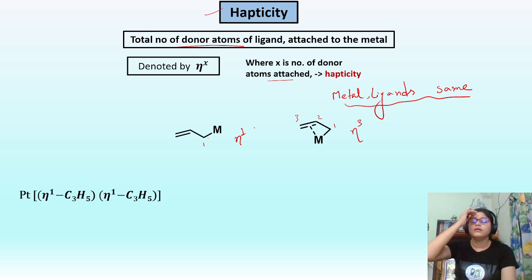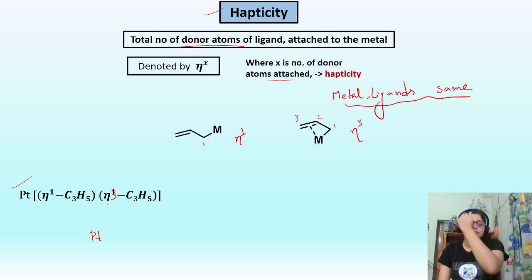So if in any question it is written, let's say, eta, how can we draw the complex? It will be Pt. C3H5 means 1, 2, 3, and 1, 2, 3, 4, 5 atoms. So it is allylic only. This one.